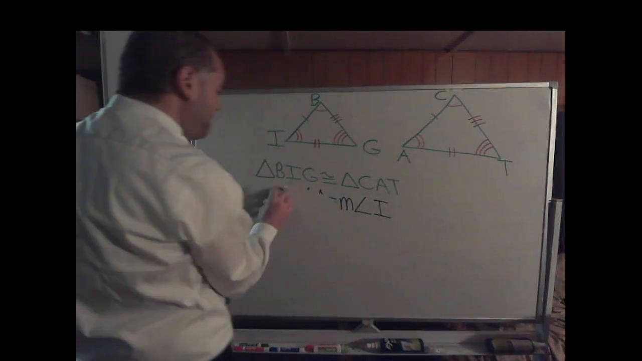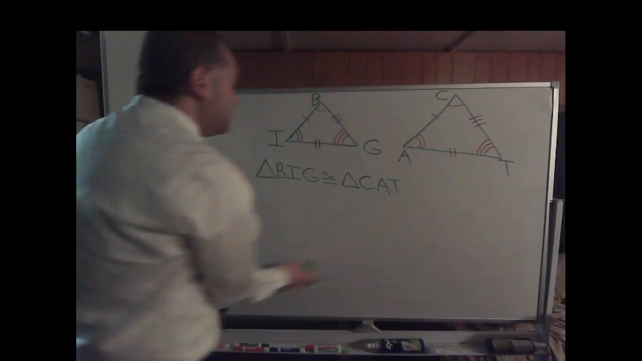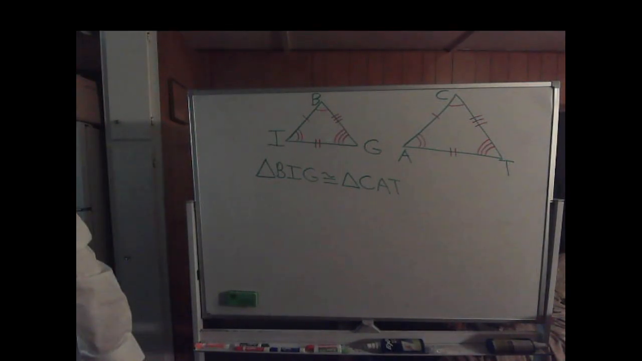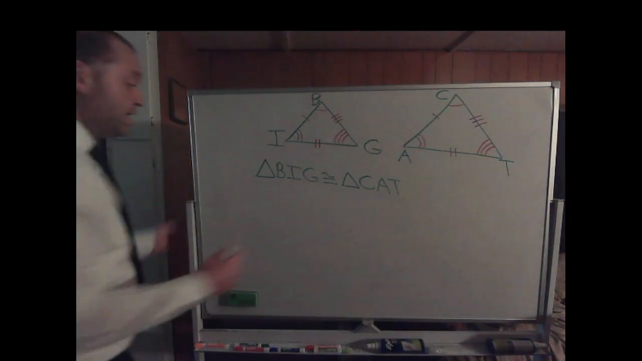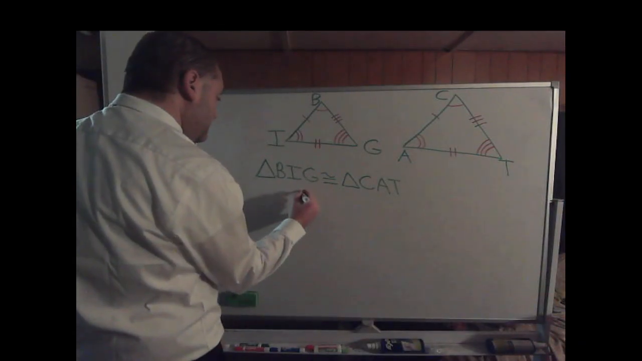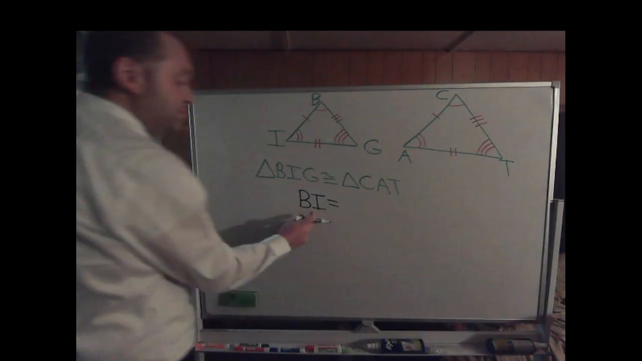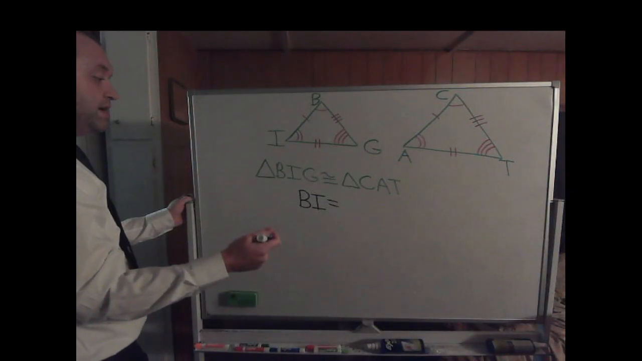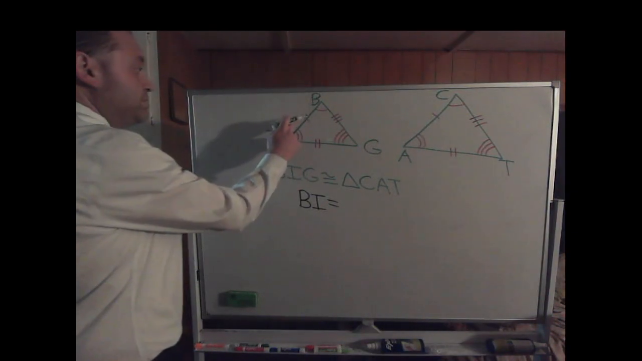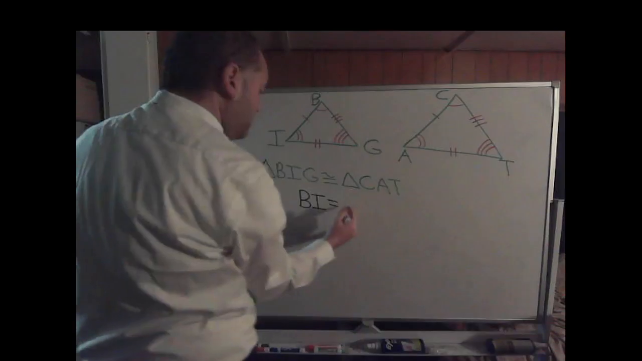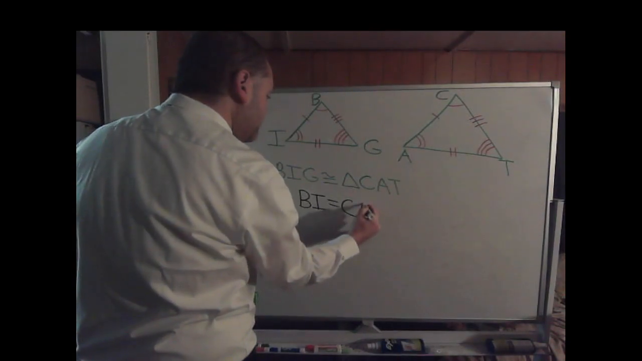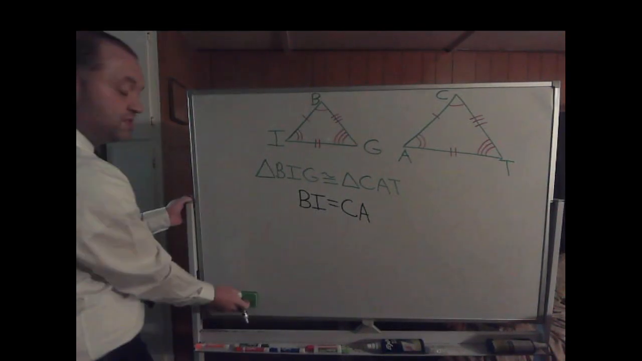So just go off your congruency markers to start with. Then BI, since you don't have the segment denoted, it's talking about a distance, but it's kind of the same concept. BI would be equal to, look at your congruency markers, CA. So BI is equal to CA.